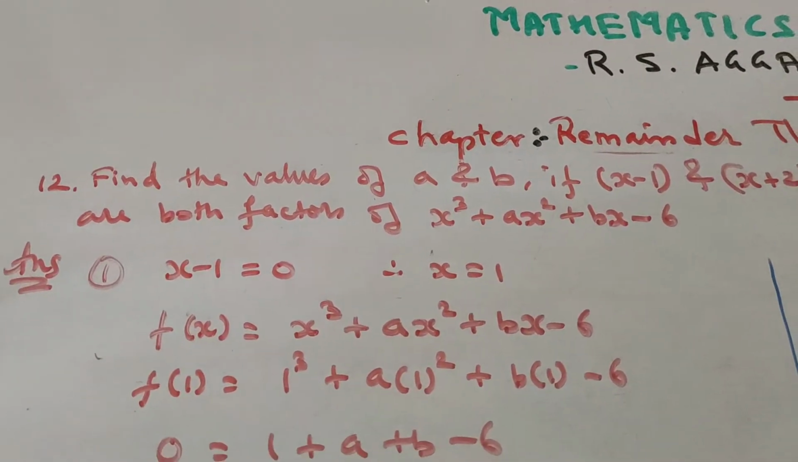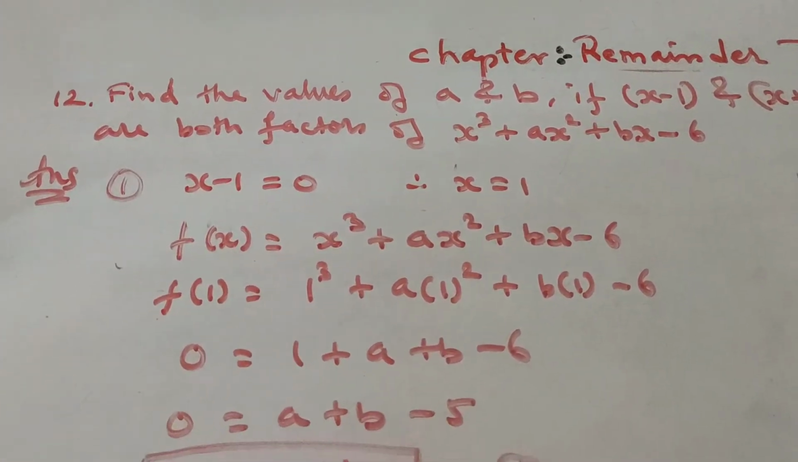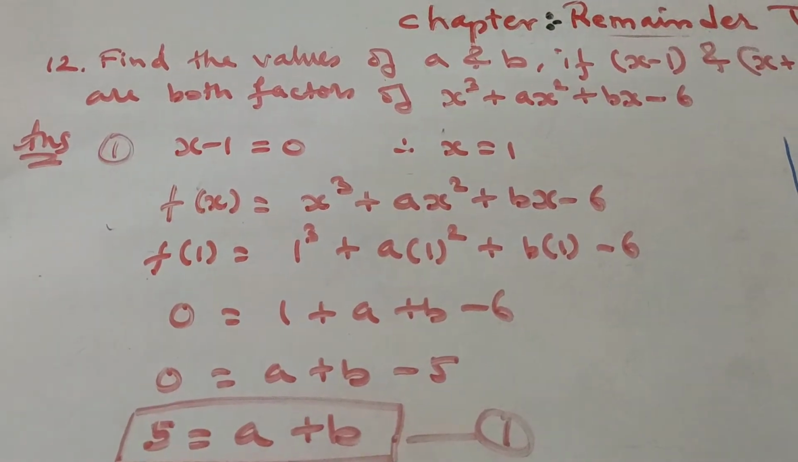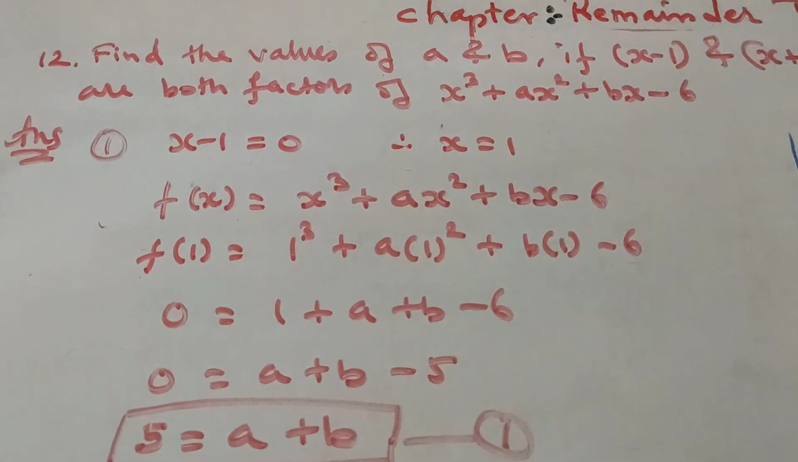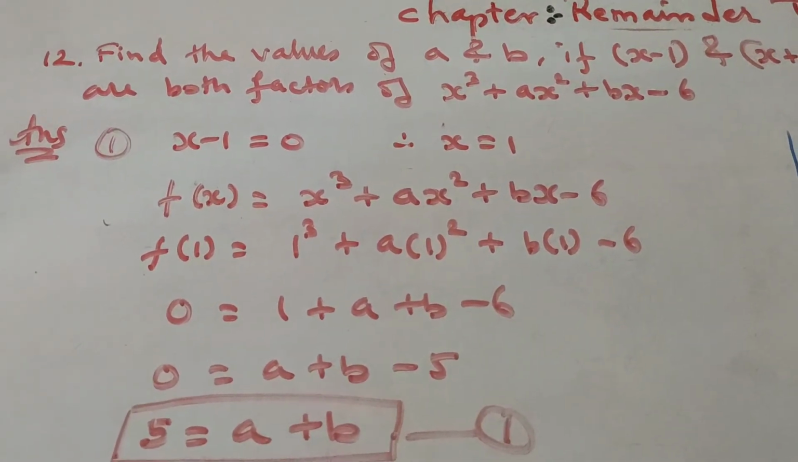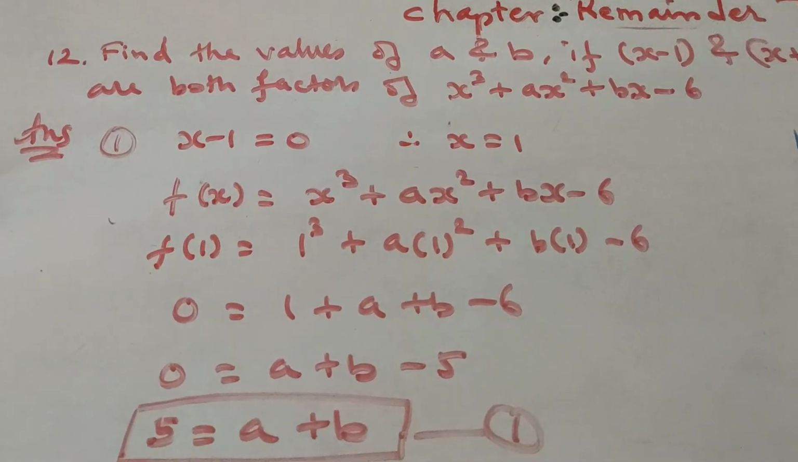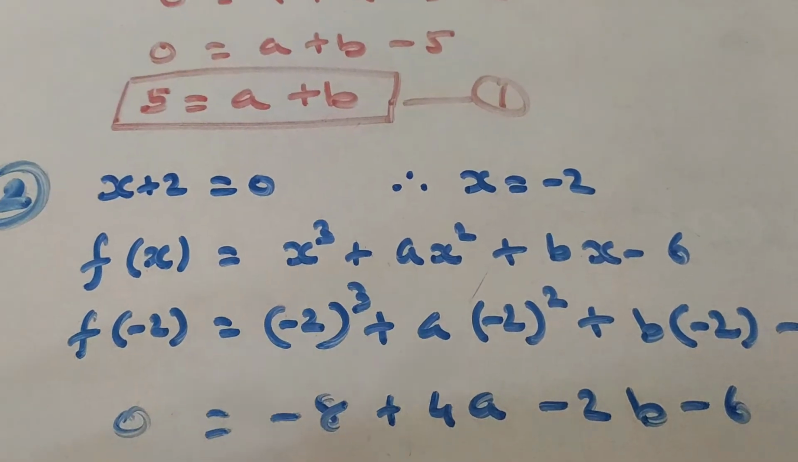Simplifying it and replacing the value of x as 1 in the polynomial, we get the equation a plus b minus 5 is equal to 0, because it's a factor, so the remainder is 0. Minus 5 goes this side, becomes 5, so 5 is equal to a plus b. And x plus 2 is equal to 0, therefore x equals minus 2.